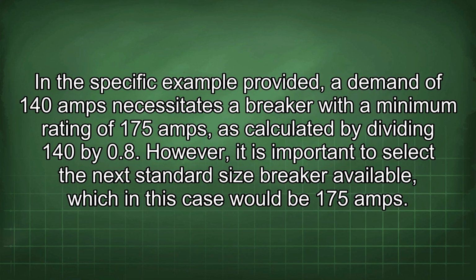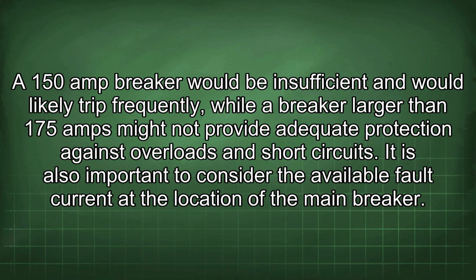In the specific example provided, a demand of 140 amps necessitates a breaker with a minimum rating of 175 amps, as calculated by dividing 140 by 0.8. However, it is important to select the next standard size breaker available, which in this case would be 175 amps. A 150 amp breaker would be insufficient and would likely trip frequently, while a breaker larger than 175 amps might not provide adequate protection against overloads and short circuits.